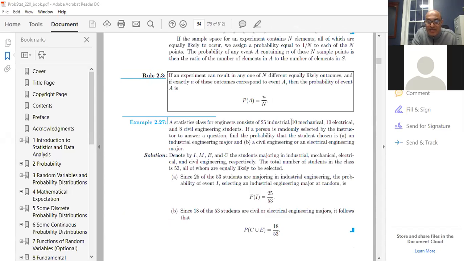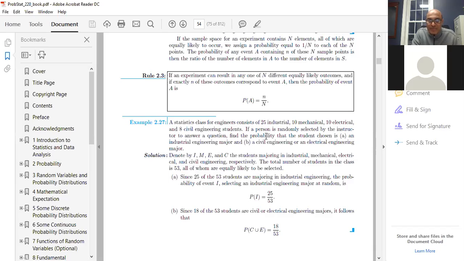See, industrial engineering, that's fine. How many total students are there? 25 industrial engineering students, then 10 mechanical. So 25 plus 10, 35 plus 10, 45 plus 8 is equal to 53. So there are 53 engineering students. Out of these 53 students, 25 are industrial engineering, and that's what we are looking for. So the probability of an industrial engineering major: 25, that is my small n, and the total number of engineering students is 53, capital N, the total number of sample points. Out of the sample points, we are choosing only industrial engineering, 25. So the probability of industrial engineering is 25 over 53.